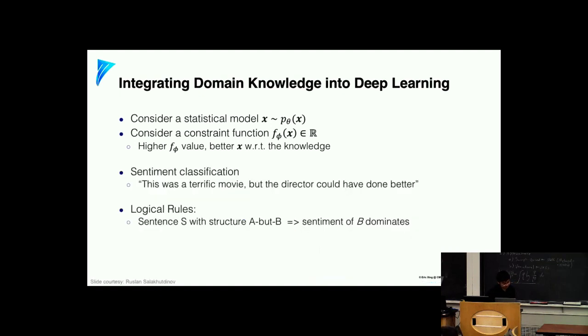And the second application is different from image data. Here we want to do classification on text data, say sentiment classification. Given a sentence, this was a terrific movie, but the director could have done better, we have linguistic knowledge about this sentiment. Especially if a sentence S has the structure A but B, then we know that the sentiment of the B part will dominate the sentiment of the whole sentence. This is a very simple linguistic phenomenon. So can we incorporate this logical rule into a neural network to improve the efficiency of learning?